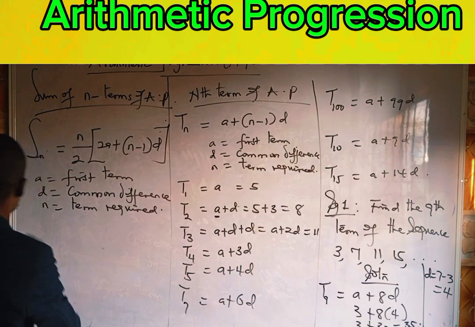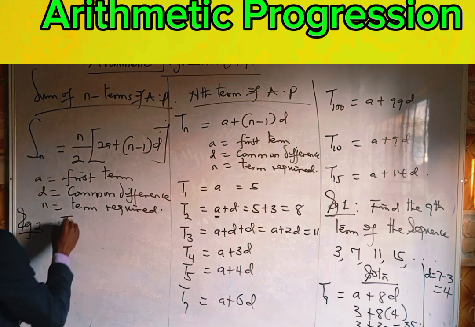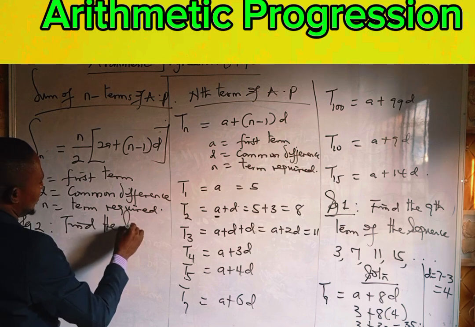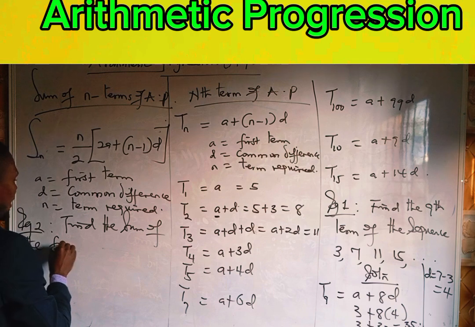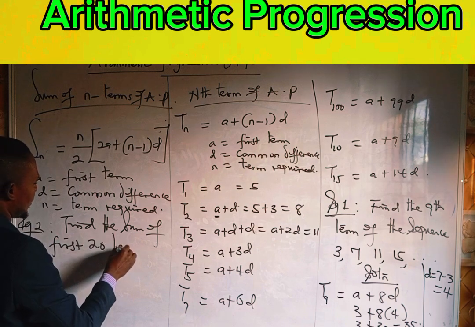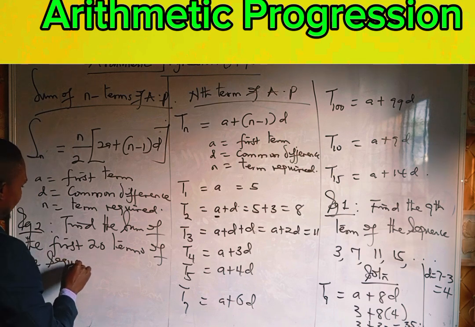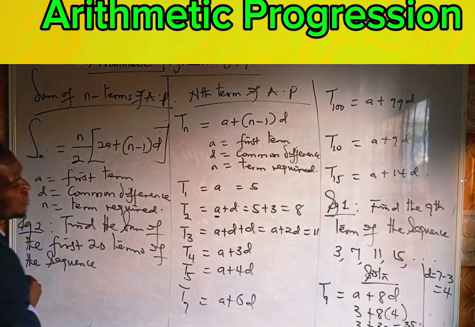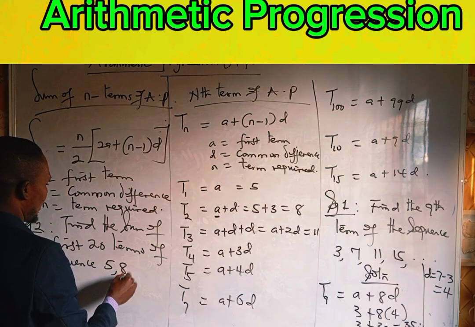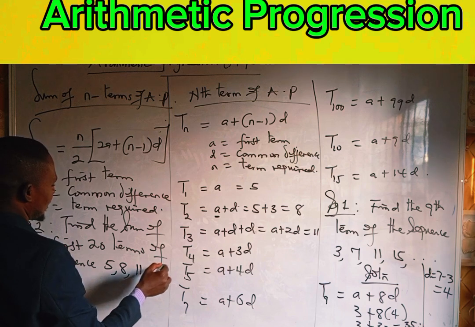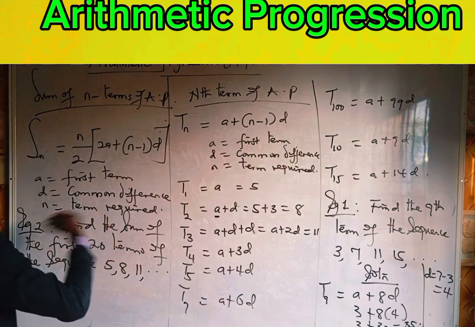Example 2. Find the sum of the first 20 terms of the sequence. Let me use another one. No problem. Let me use 5, 8, 11, dash, dash, dash. Good. You have to find the sum of the first 20 terms.